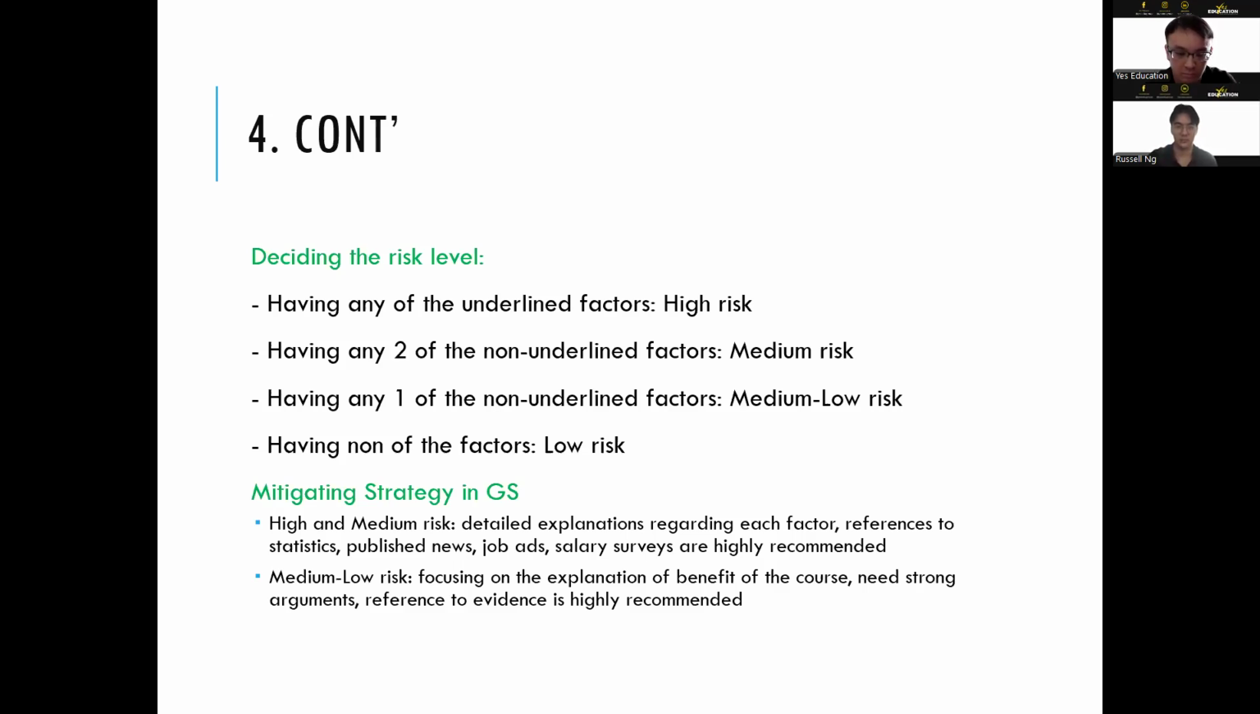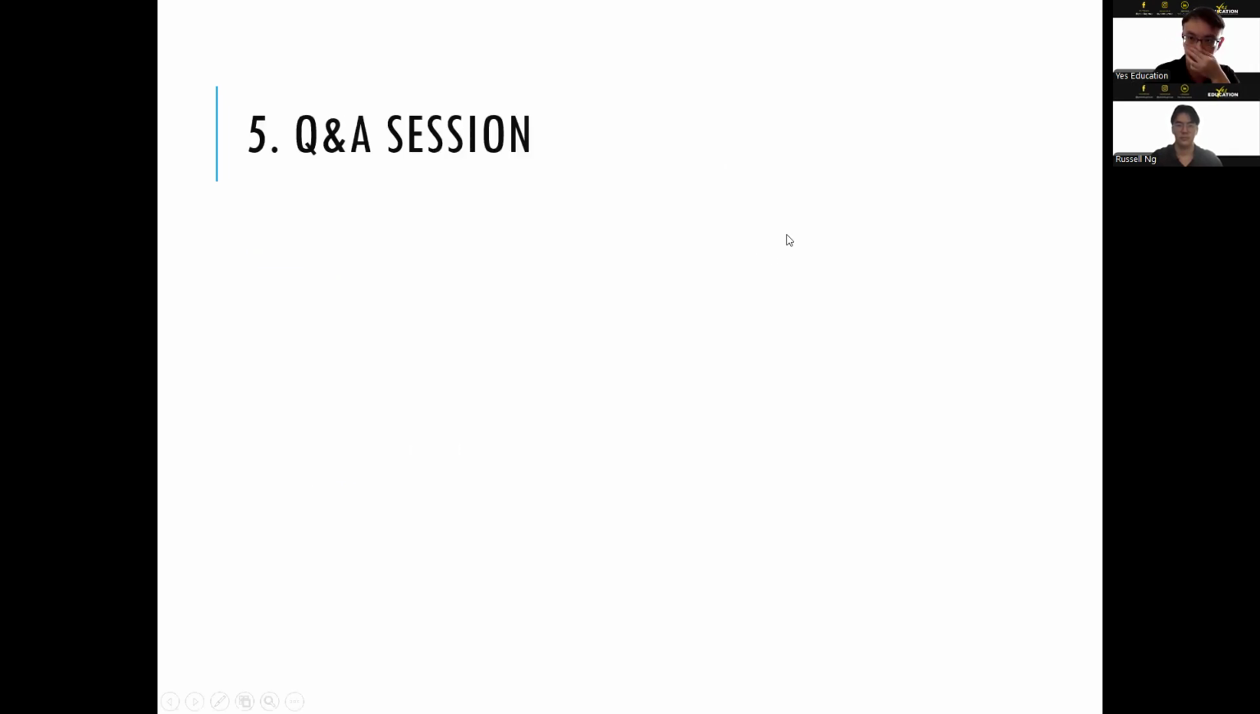And then if you're a medium to low risk case, just focus on the explanation of the benefit of the course. And reference to the above evidence is also highly recommended. So basically, that's the end of the training for the student visa today. It's a brief introduction and a detailed breakdown of genuine student criteria.